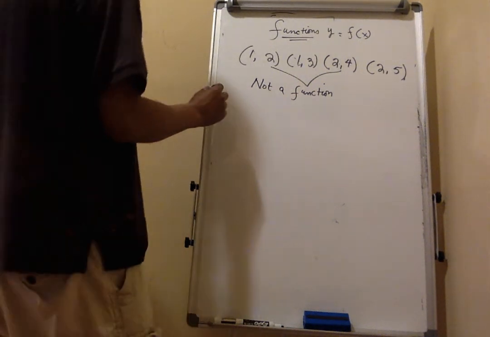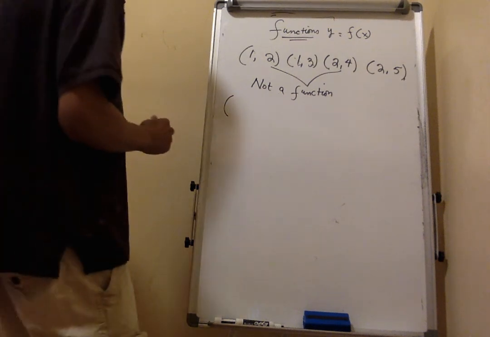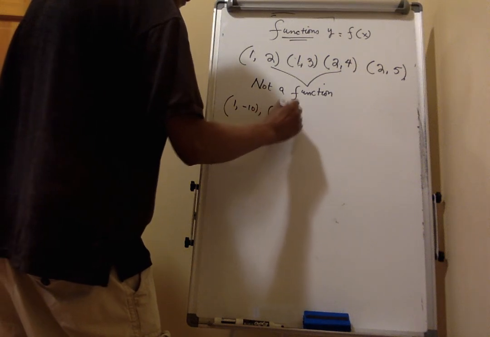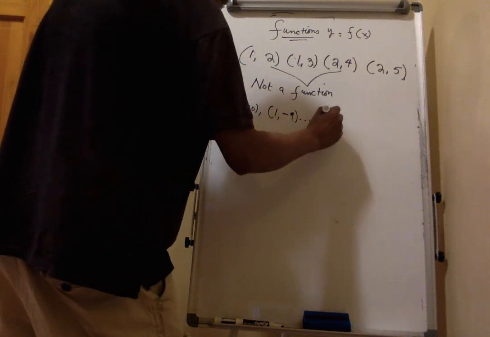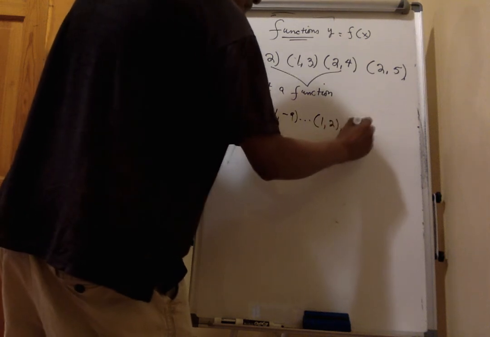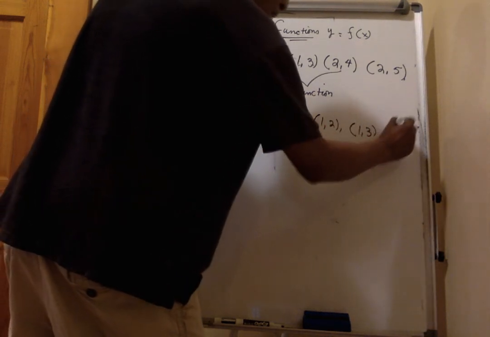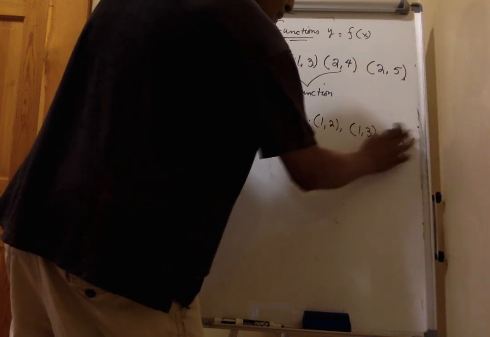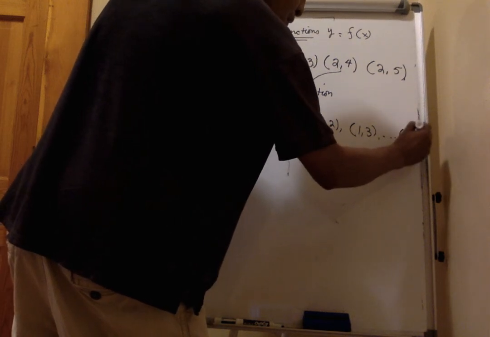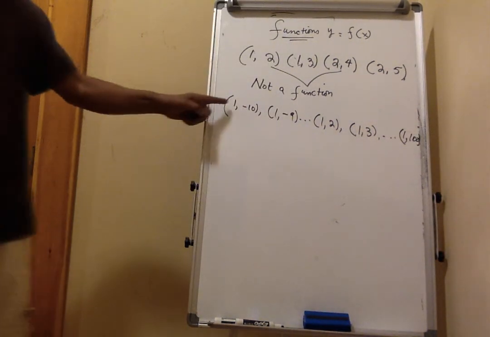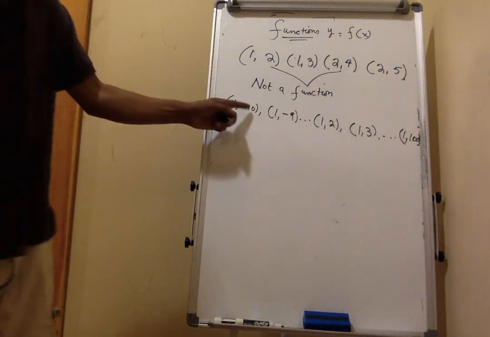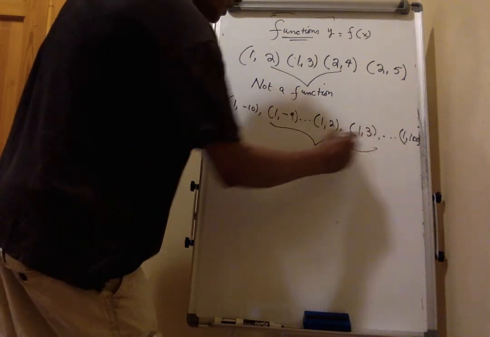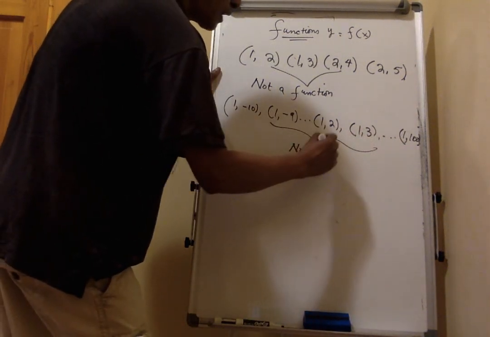In fact, I can do this. We have the same value of x, but it is giving us infinite values of y. This is another instance of this relationship being not a function.